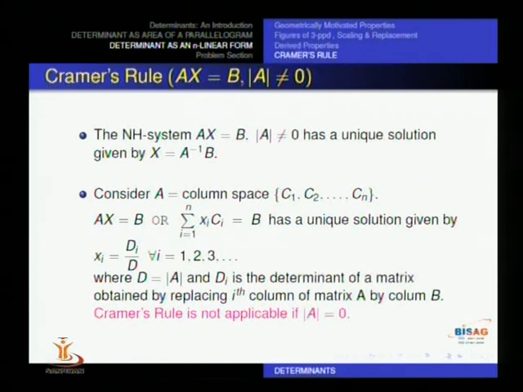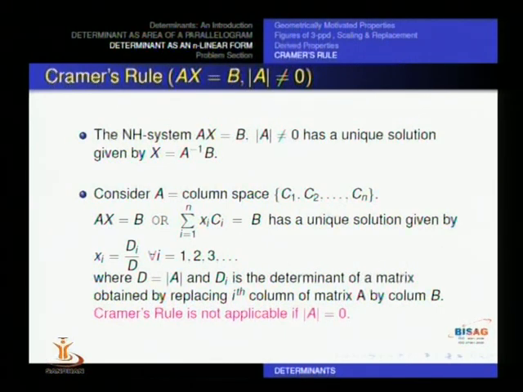Consider A equal to the column space of C1, C2, Cn. That means A is a matrix obtained by considering the first column as C1, the second column as C2. Here C1, C2 basically are column vectors. So we take n vectors, n dimensional, so we get a matrix which is n by n. That is the A matrix. Ax equal to b we take, and so that can be written as you can see on the screen.